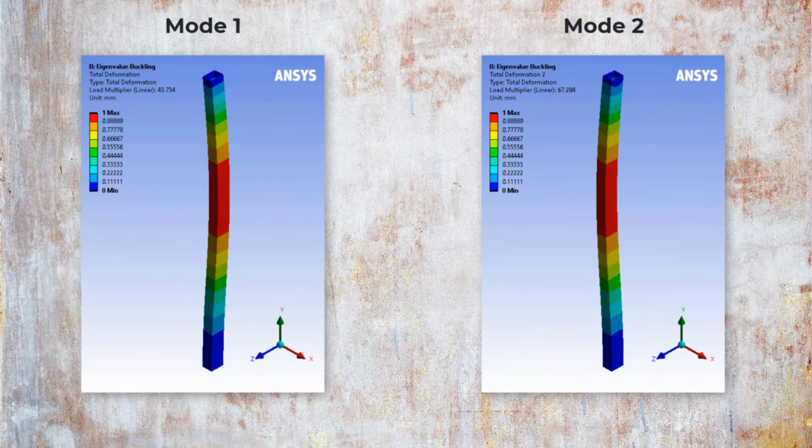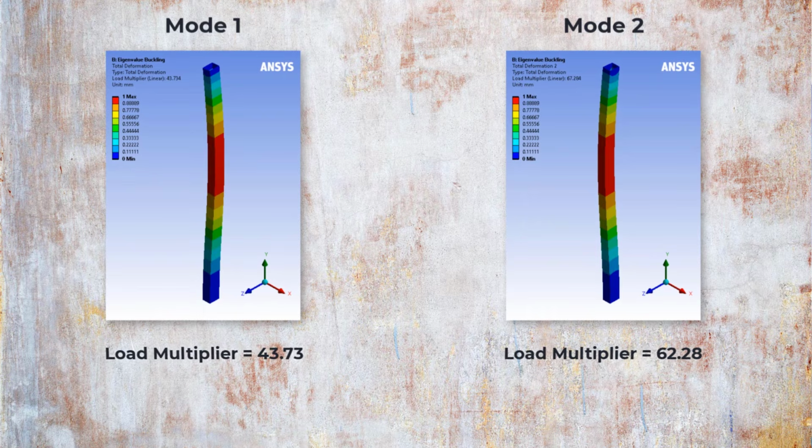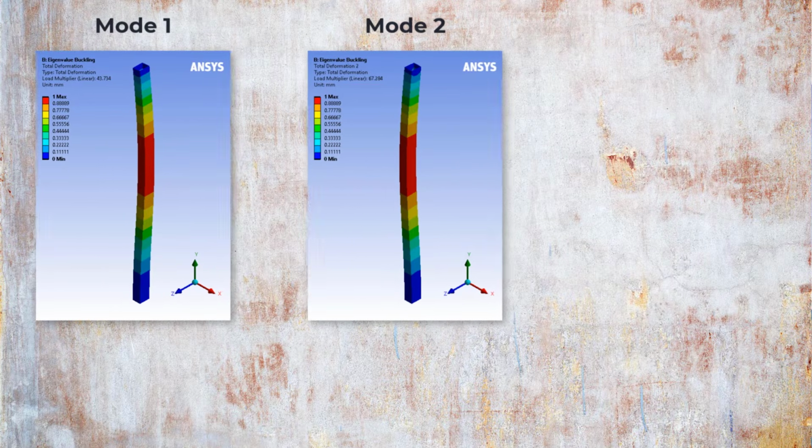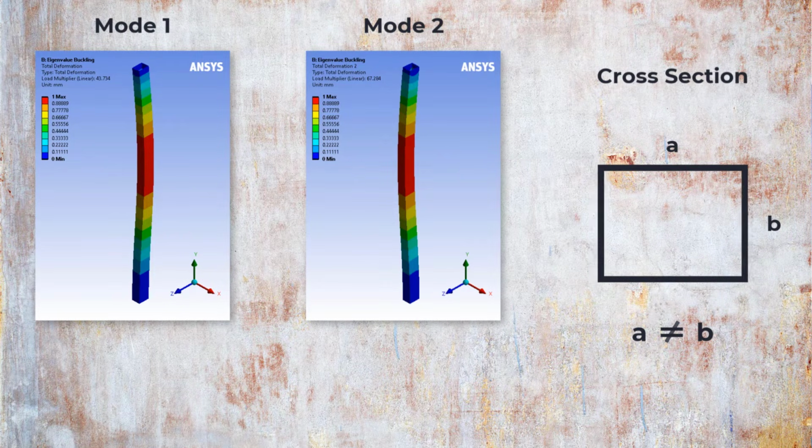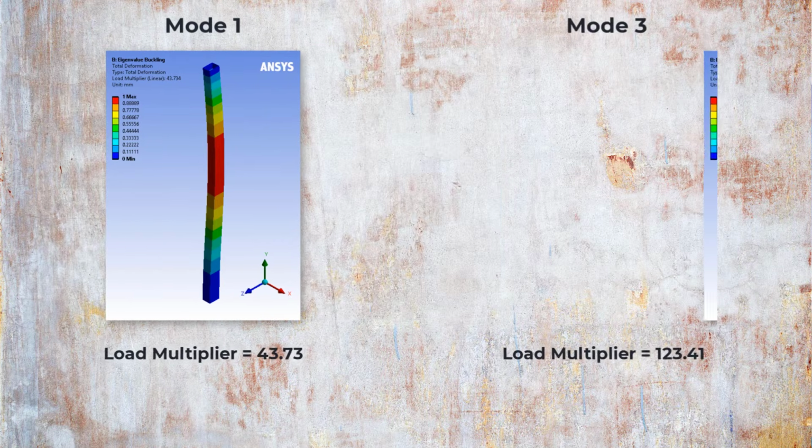In this case, the first two buckling modes are similar, though occur in two different directions. The load multiplier of the second buckling mode is about 1.5 times the first buckling mode's load multiplier. Such a difference is caused by the difference in dimensions of the cross-section in the two directions. If the change in dimension is smaller, the second buckling mode may be triggered.